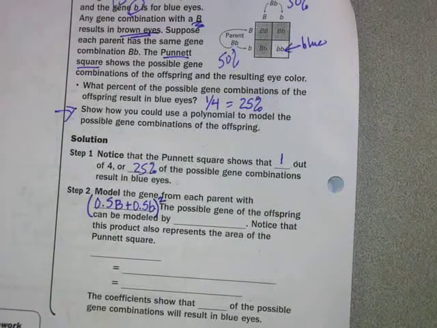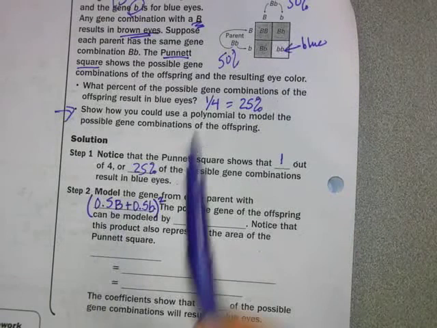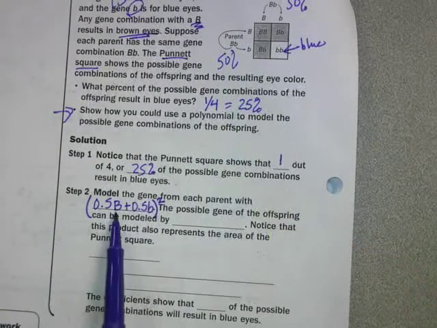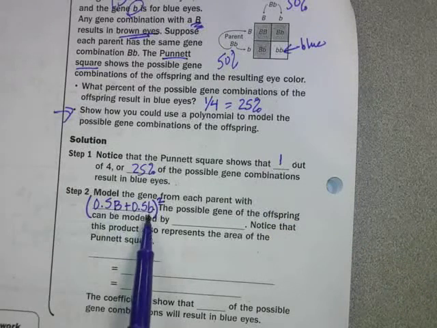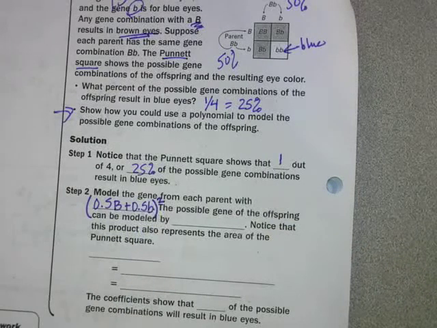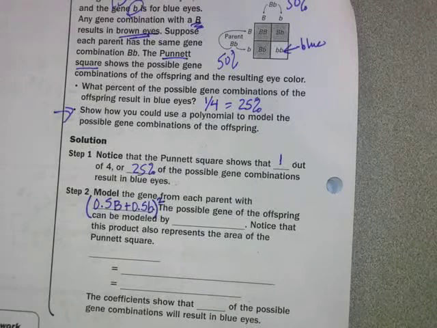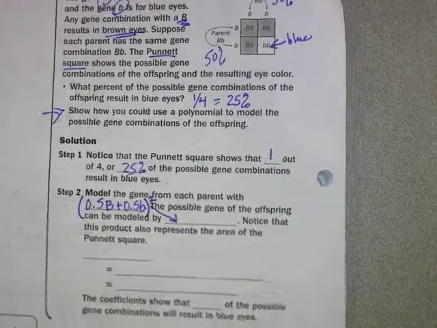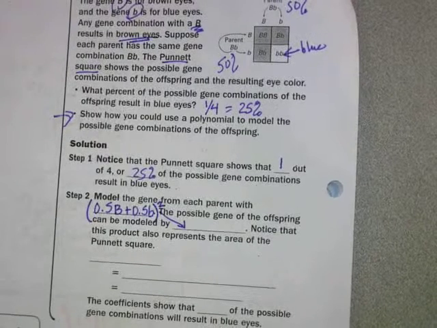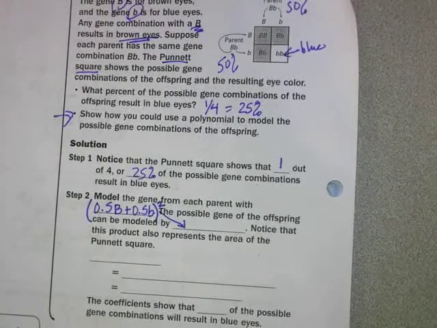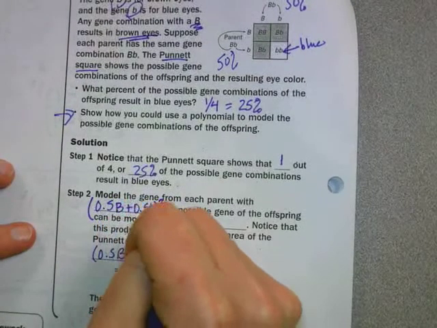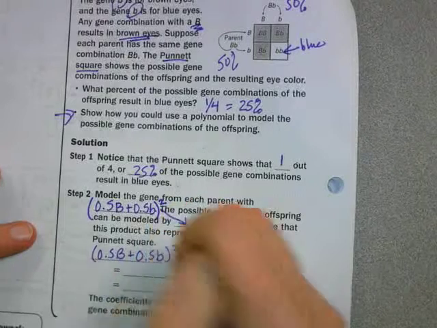So we had a B and a lowercase b, so half was brown, half was blue. 2 parents means to square it. So this is where my squared goes right here. Okay, so notice that this product also represents the area of a Punnett square. So what I'm going to do is take that 0.5 brown plus my 0.5 blue, squared, and I'm going to use my shortcut to find out the answer.